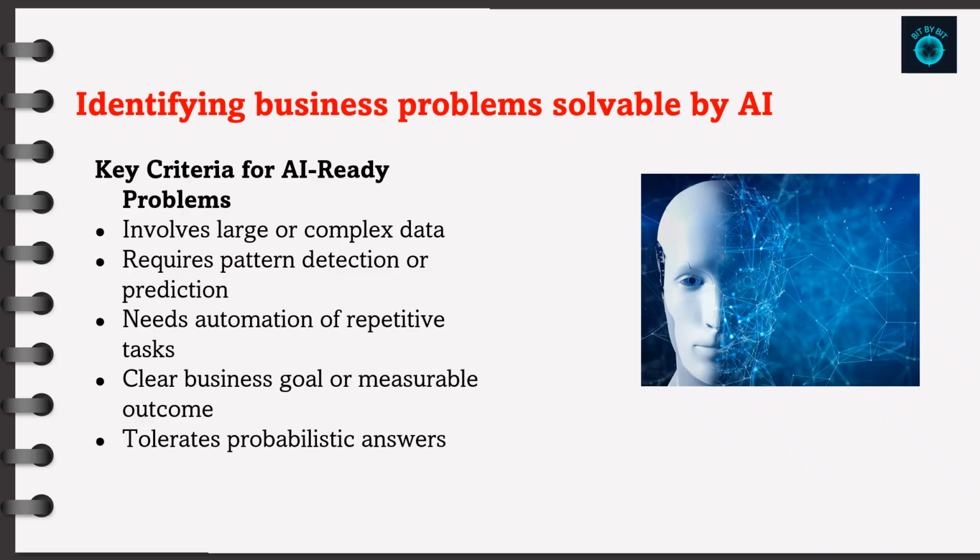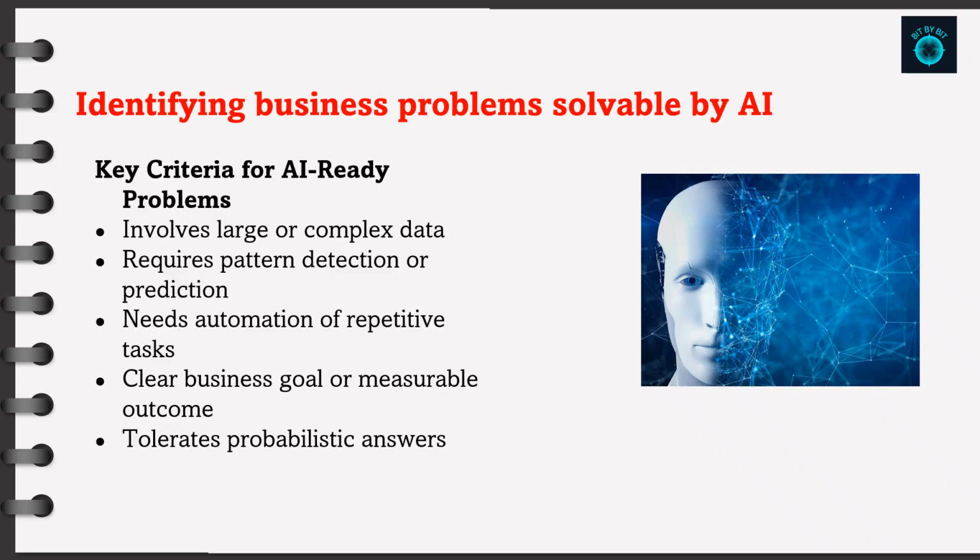Finally, AI works with probabilistic answers, not exact ones. If you're okay with AI saying there's a 90% chance a customer will churn, instead of giving a definite yes or no, then the problem is likely solvable with AI.